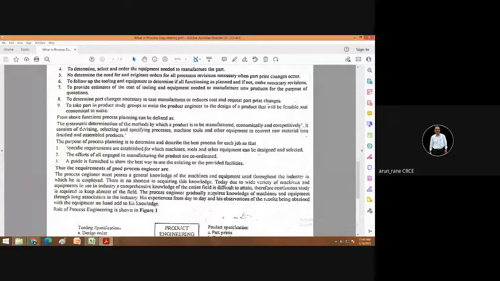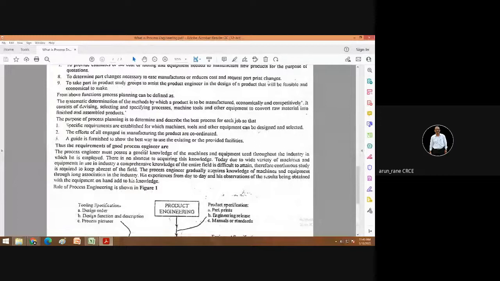So process planning can be defined as systematic determination of the methods by which a product is to be manufactured. It's a systematic plan which indicates what is the product to be manufactured. Then it has to be manufactured economically and competitively. Competitively, that is most important.